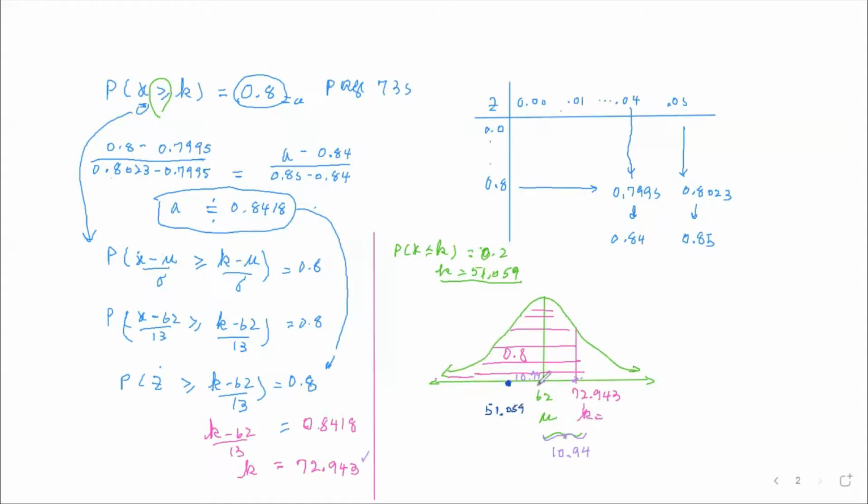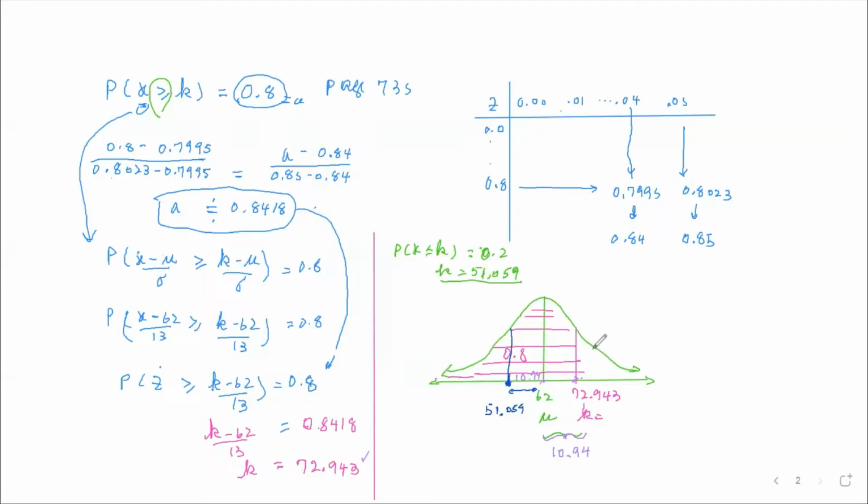51.59. Okay, this point is going to be 51.059, because this 10 is equal from here to here, which is 10.94. So you get this one, this is the answer. That means from when we draw this line up here, okay, that's the answer.